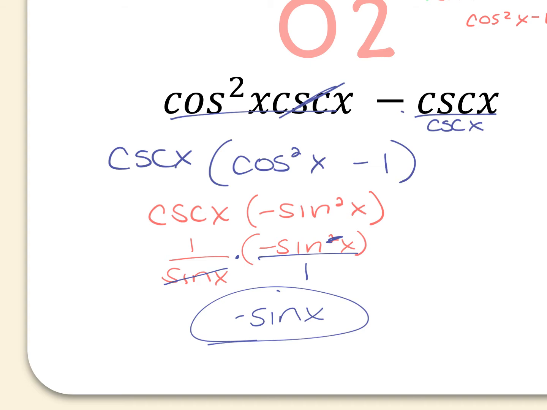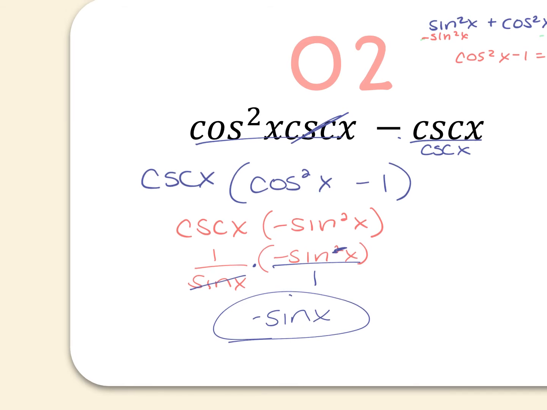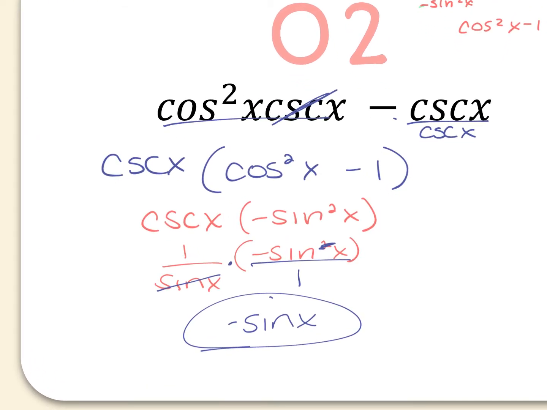So why couldn't you use the odd-even identity thing? You can't when it's squared. Usually the negative will be on the actual variable that represents the angle. So if it had said sine of negative x, then I would go to my odd functions.